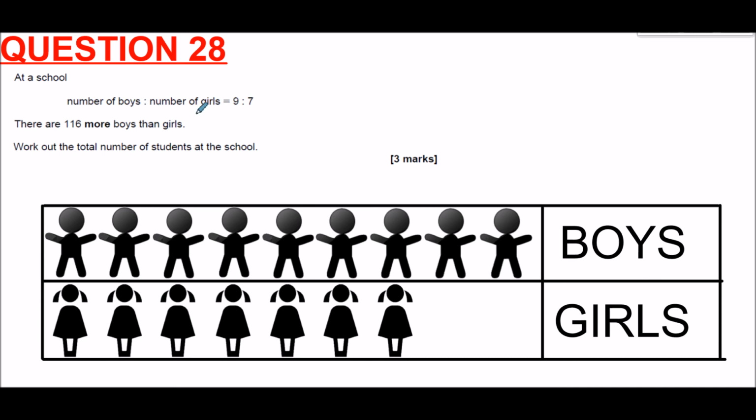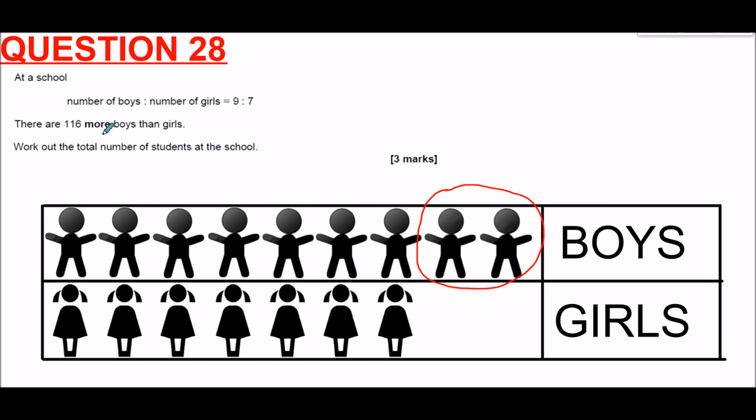So a ratio splits things into equal parts. 9 equal groups of boys, 7 equally sized groups of girls. But there's more boys than girls. So the groupings are the same here because I've lined them up the same. But if you notice, in the numbers as well, there's 2 extra groups of boys. So those two extra groups must account for the difference.